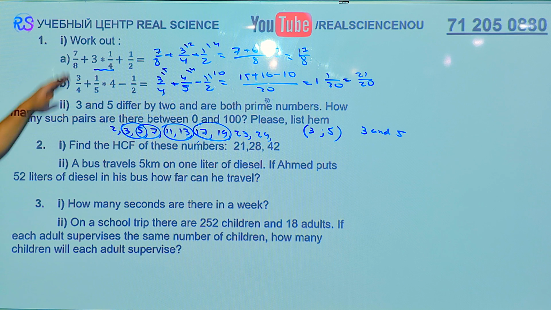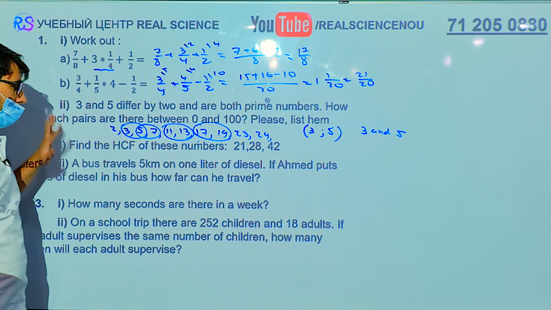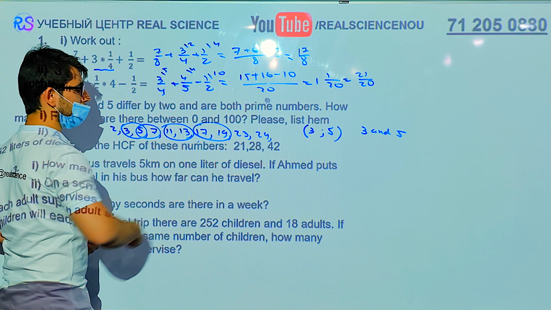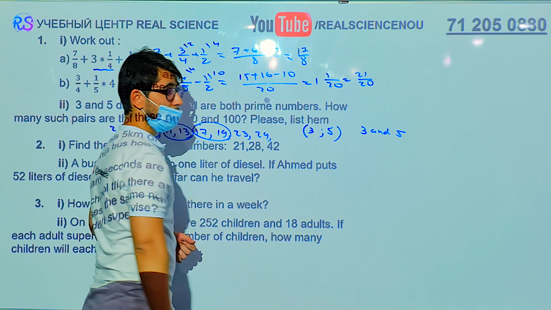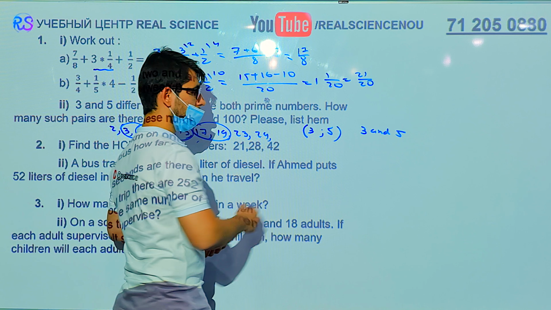Second one. Have you understood the first one? Yes. Any questions on the first question? No questions. Okay, second. Find the highest common factor of these numbers: 21, 28, 42. From where to start? 7, right?